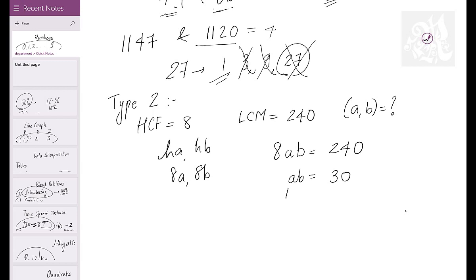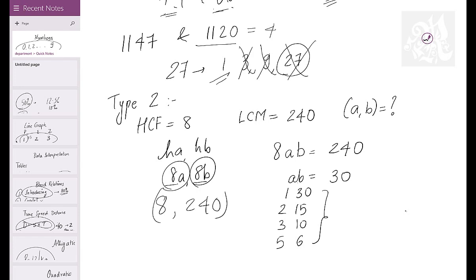Start. 1 into 30 is 30. Then 2 15s are 30. 3 10s are 30. 5 6s are 30. So how many numbers are possible? 4 pairs are possible. If you want to find the numbers, you can find the numbers also. For example, substitute A as 1 and B as 30 here. What do you get? 8 as it is and 240. The first pair is this.